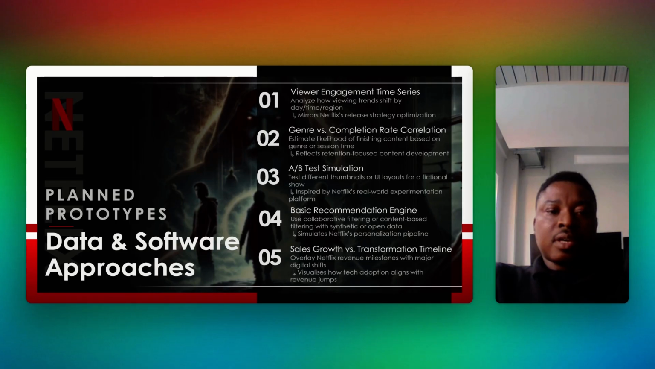Then plan prototypes and conceptual artifacts. I plan to simulate a simplified version of Netflix core tools. This includes a planned time series analysis of viewer engagement, a basic recommendation system, and a mock A/B testing using thumbnail variations. I've also drafted conceptual artifacts like a user to algorithm data flow, a platform ecosystem map, and a Blockbuster versus Netflix disruption timeline. These help demonstrate how data flows through Netflix business model and how it underpins their competitive advantage.